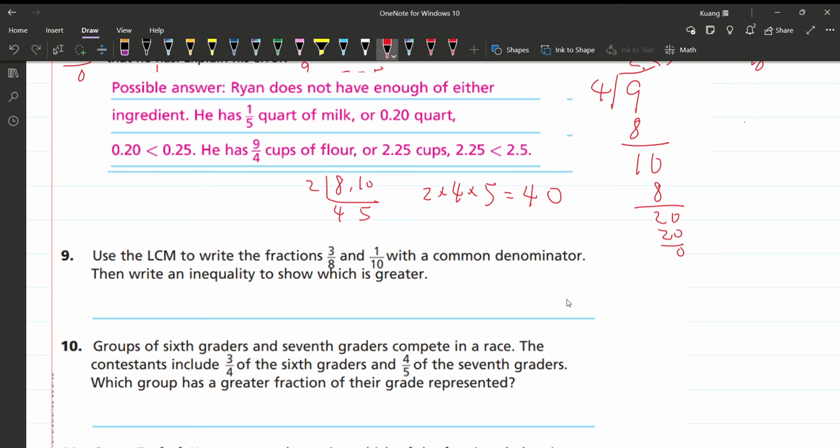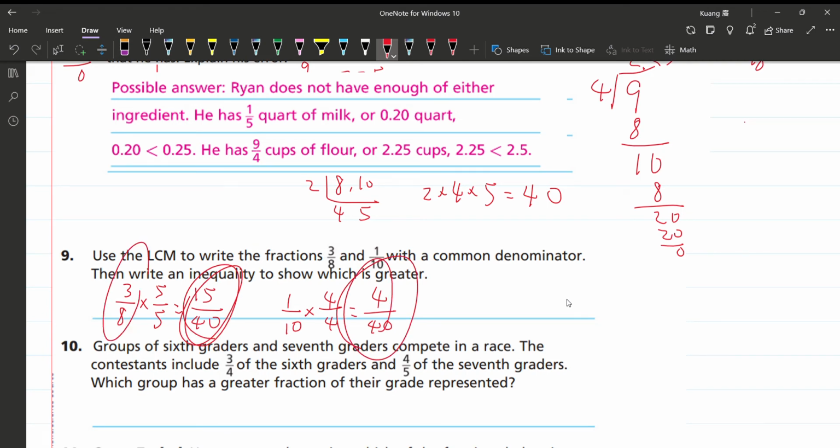So 3 over 8, if you multiply 5 over 5, it becomes 15 over 40. So I make the denominator 40, which is our common denominator. And 1 over 10, you times 4 over 4, becomes 4 over 40. So now we can compare these fractions with the same denominator. And we know 15 is greater than 4. So this one is bigger than this.